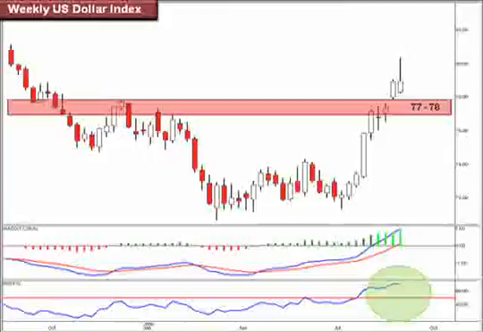If things should come out positive for the U.S. dollar, we're still looking at that 80 to 82 focal area as being very, very significant with respect to a near-term resistance area.